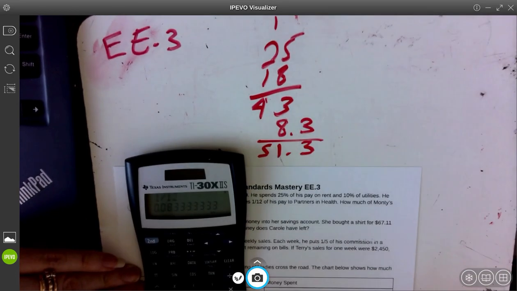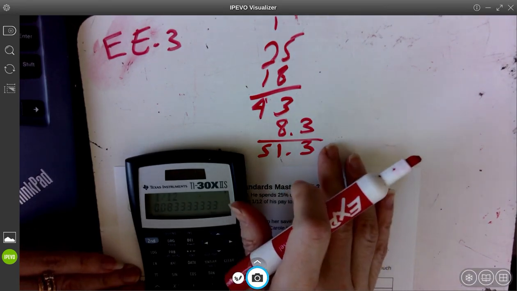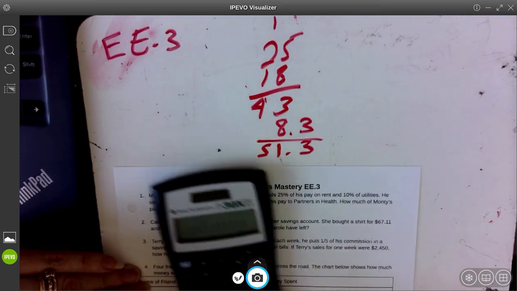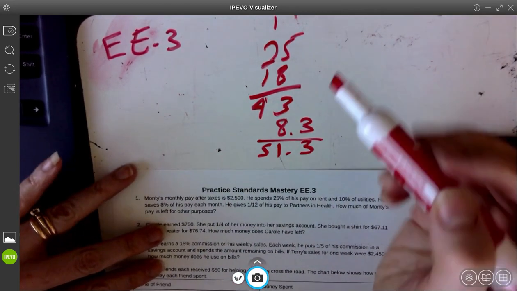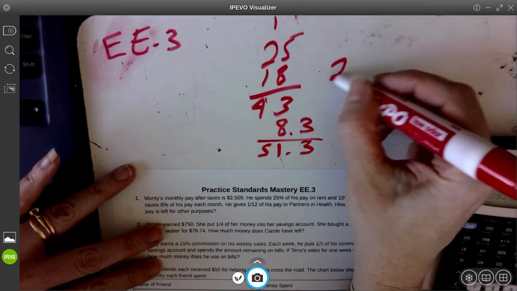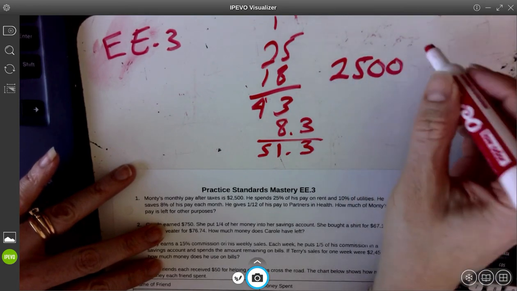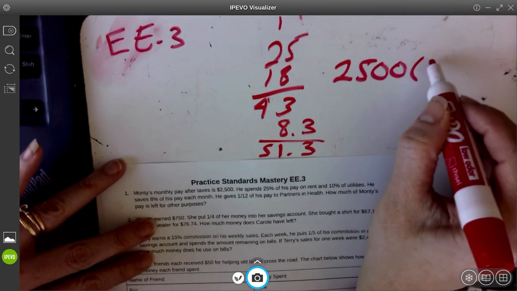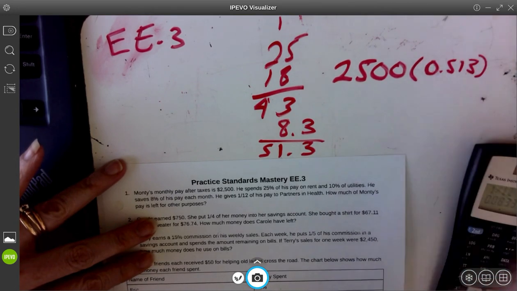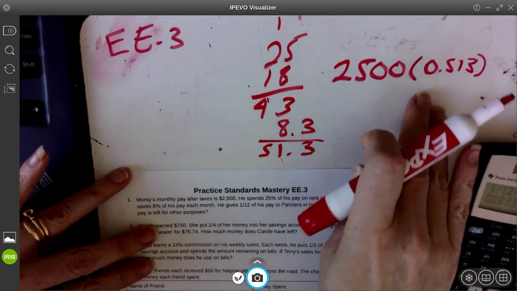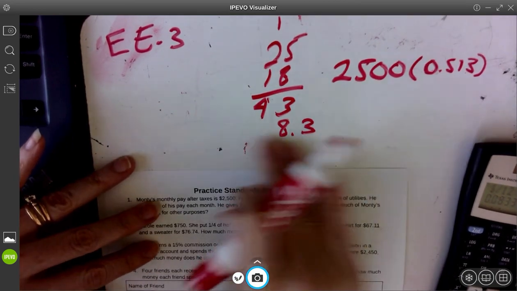So 51.3%. Now, if it was 50%, that'd be a really easy number to find because I could just take half of his take-home pay. But I'm going to go ahead and express this in an expression, which is 0.513. Okay, now that will give me how much of his money is accounted for.